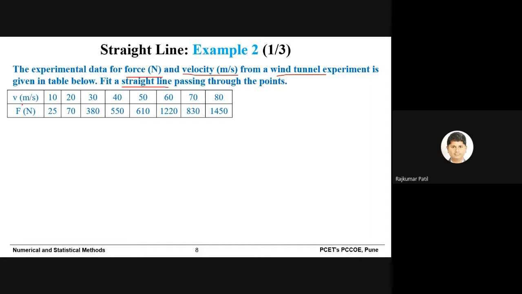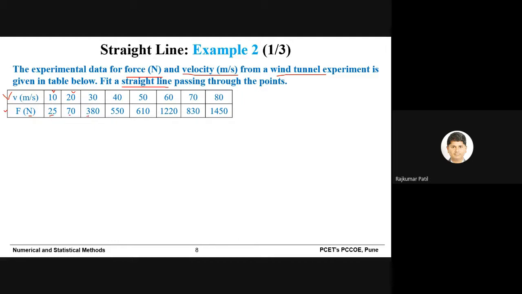And here instead of x and y, what is given? V, that is velocity, that is wind speed, we will say, and its unit is meter per second, and the values are given to you. And the force is given in Newton. So again, its values are given.